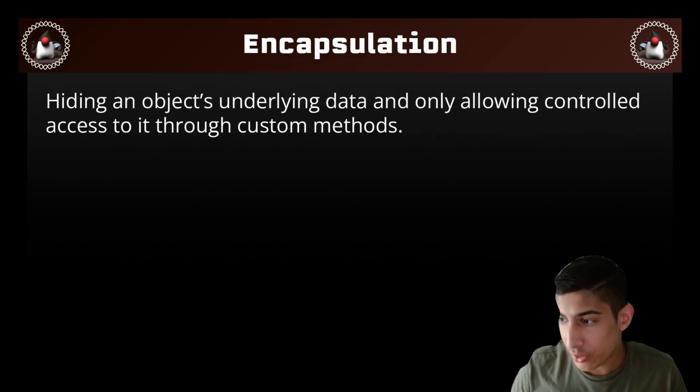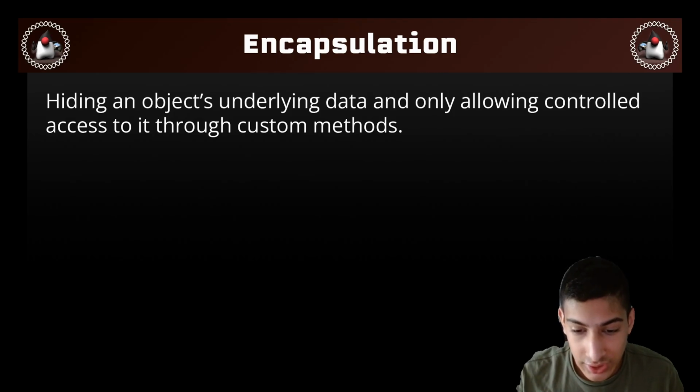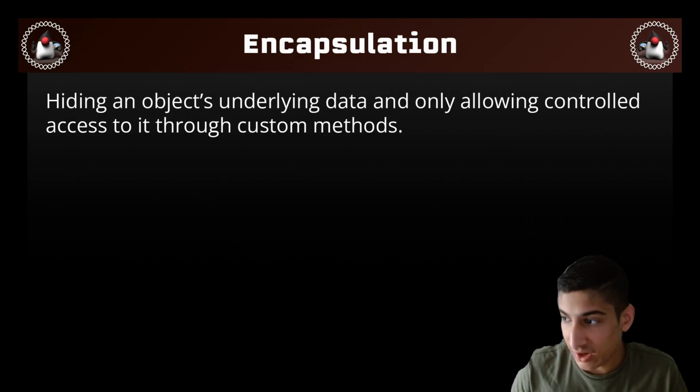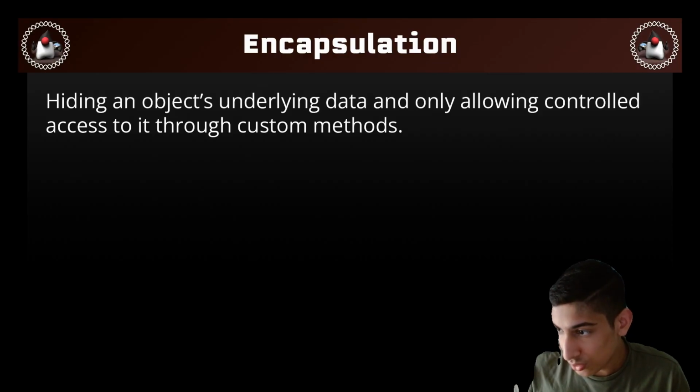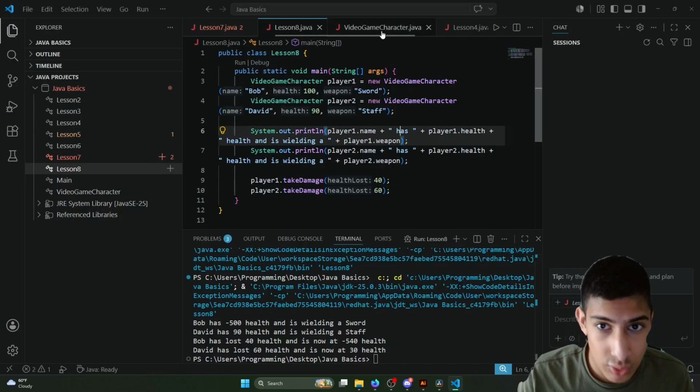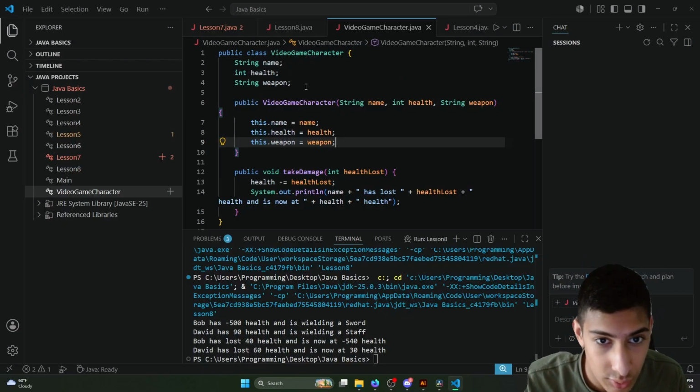So this problem is where our next concept, encapsulation, comes in. Encapsulation involves hiding an object's internal data and only providing controlled access to it through our own custom methods that we make that allow us to get values and set values. And those getters and setters we can customize so that they can't get or set invalid values or do things that we don't want to do. So now let's actually incorporate encapsulation into our class.